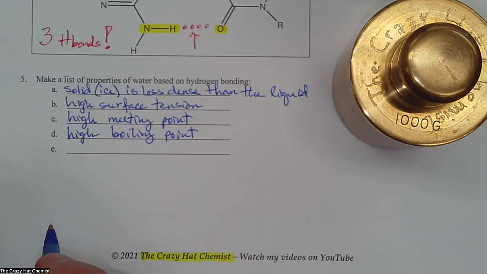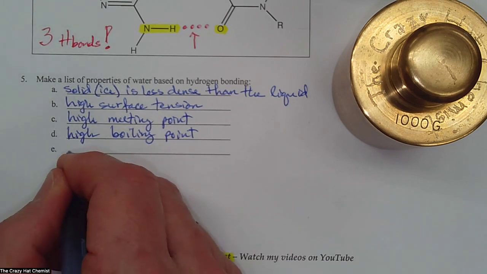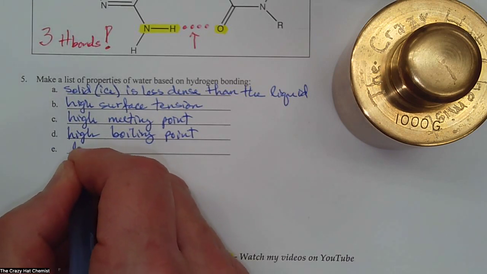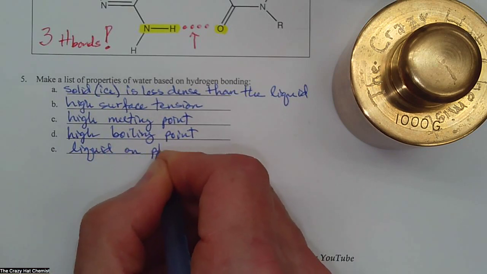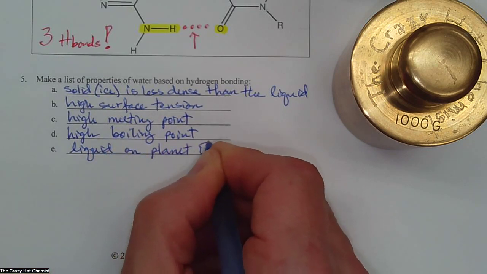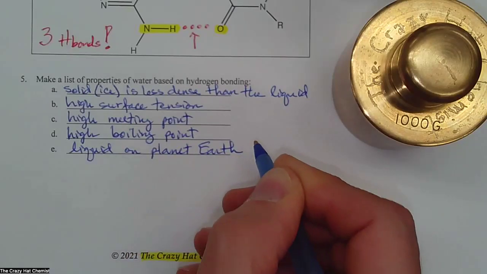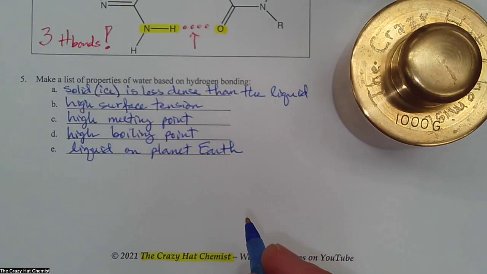What else is really cool based on hydrogen bonding? Well, water is a liquid on planet Earth. Now that is impressive, because if it weren't for the fact that water is a liquid on planet Earth, I would not be alive today as I am currently, and neither would you. And we are dependent on it. That is hydrogen bonding and water being a liquid on our planet.